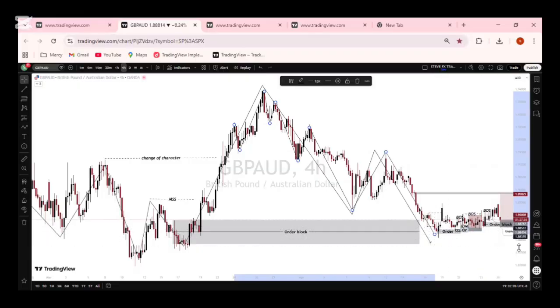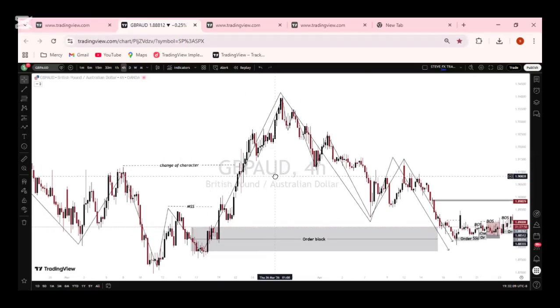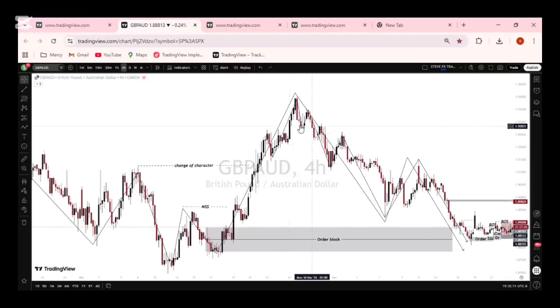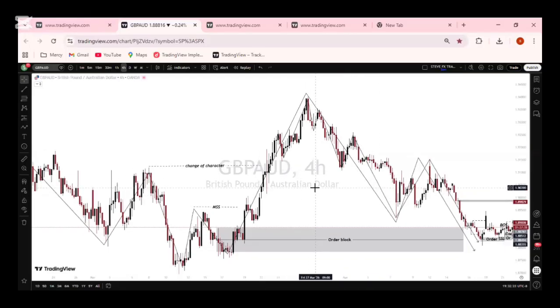So whilst we are waiting for markets to get to our extreme point of interest, we can also take advantage of our external structures to have counter trade opportunity. But all that we need to understand is that this isn't the main direction of the market, because we have a change of character over here.